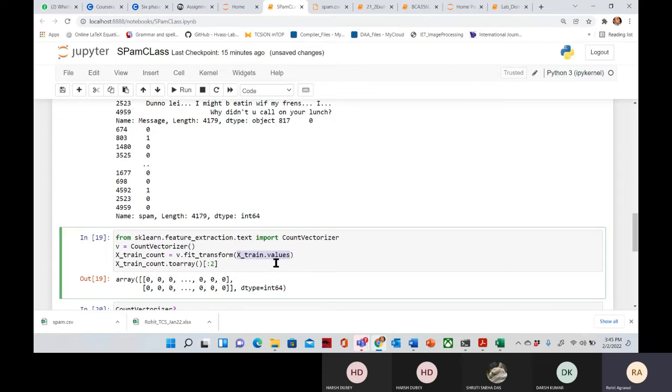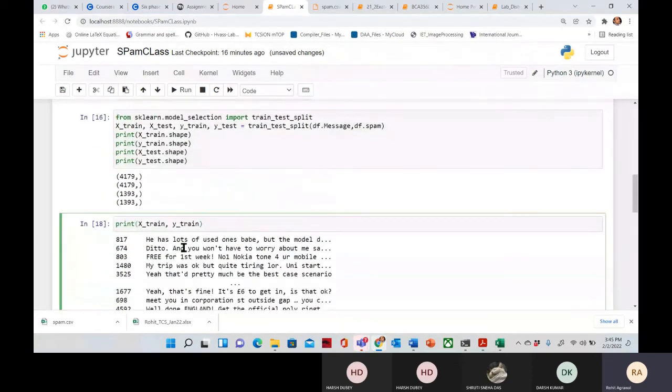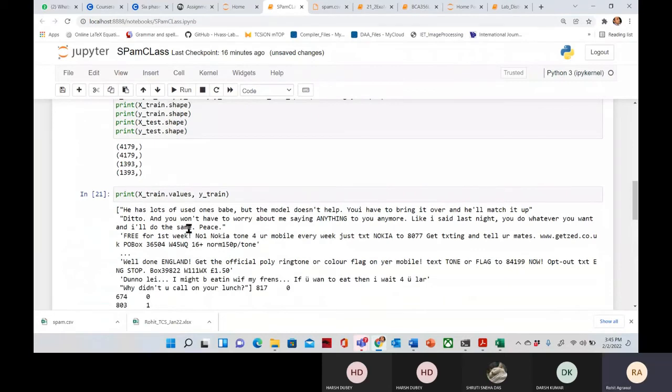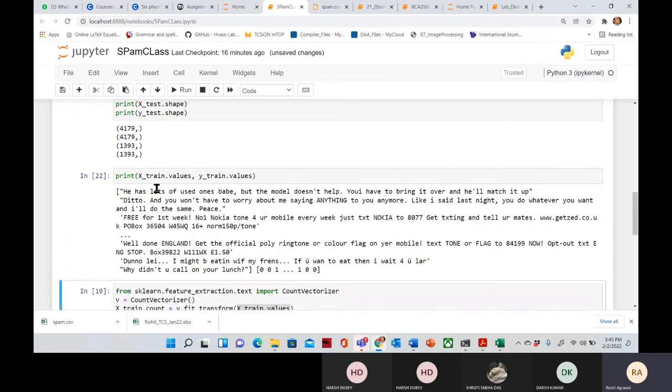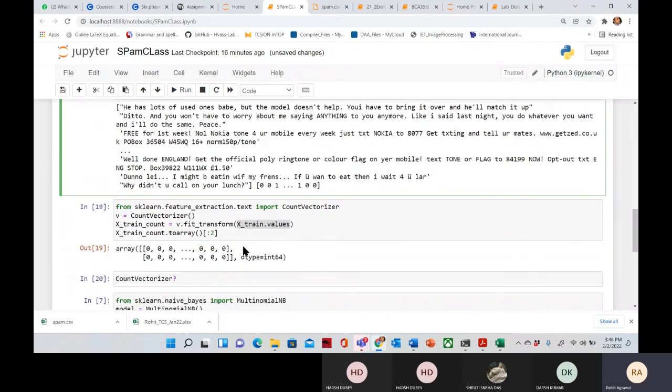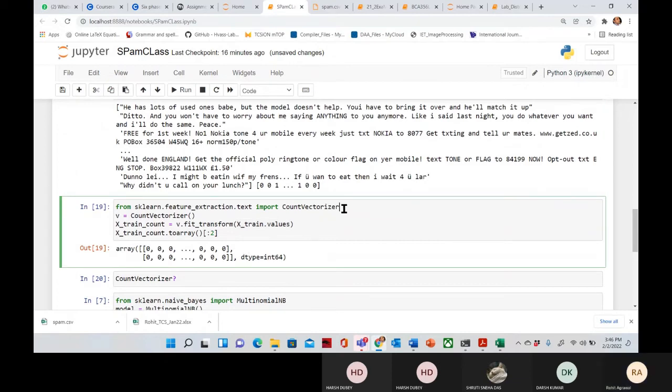So X values only. It will take our X values. Okay. Instead of writing this here, I can write X train dot values. That will be more clear to you. Now it will be more clear, I think, or Y dot values. Okay, these are the X values, the messages, and these are the Y values. Okay, so we imported this count vectorizer, from the scikit package sklearn. Okay, feature extractor.